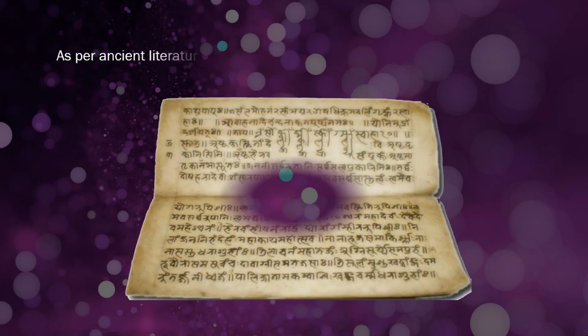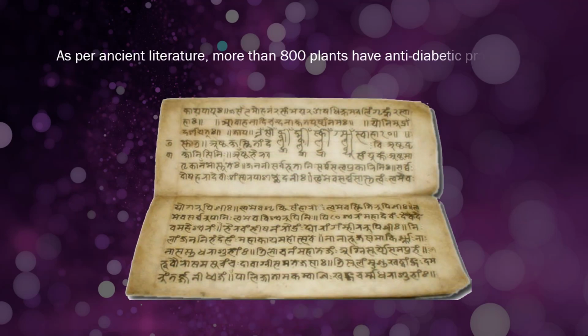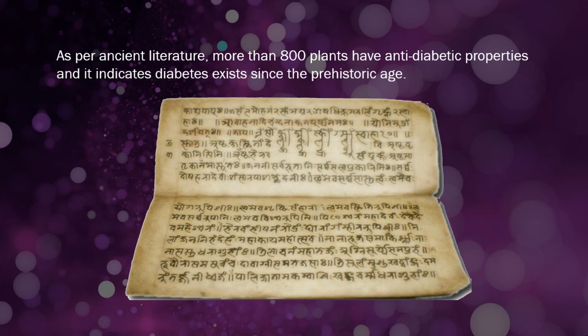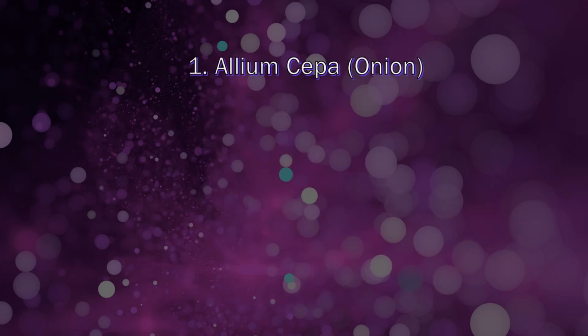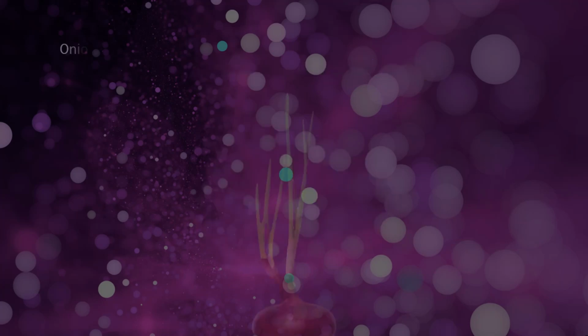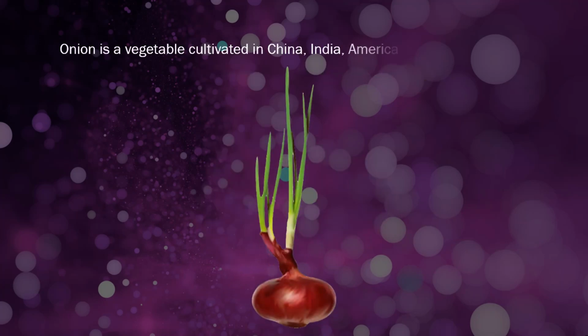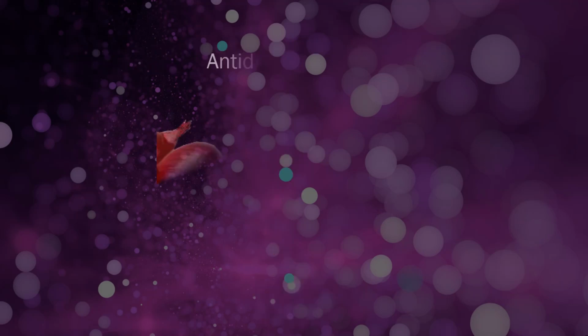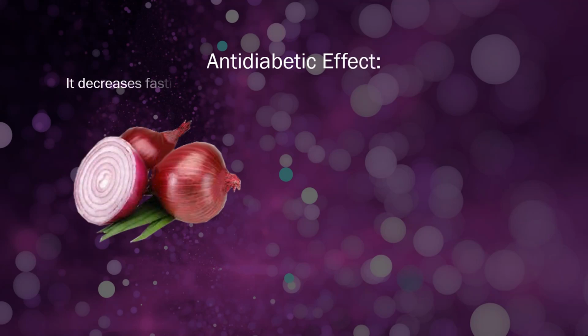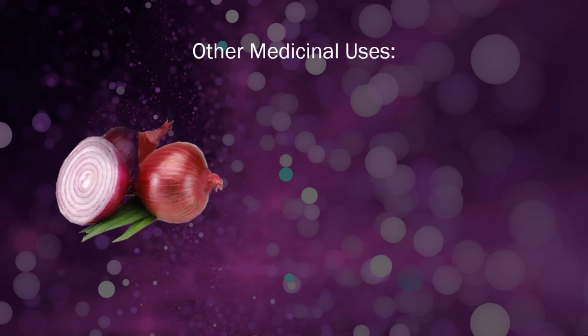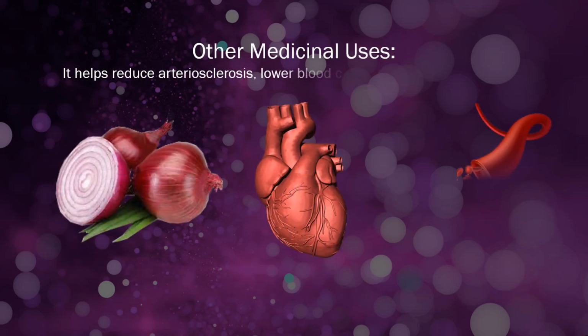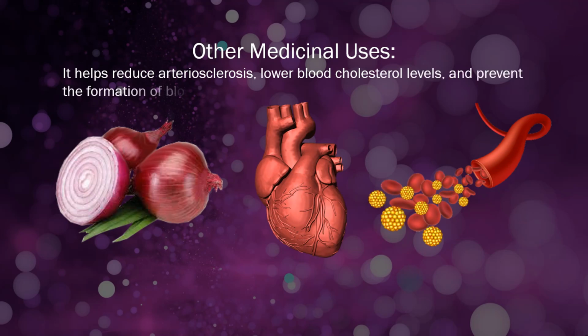As per ancient literature, more than 800 plants have anti-diabetic properties, and it indicates diabetes has existed since the prehistoric age. The list of 21 diabetic herbs is as below. 1. Allium cepa, onion. Onion is a vegetable cultivated in China, India, America, Iran, Russia, Turkey, Egypt, and Pakistan. Anti-diabetic effect: it decreases fasting blood glucose level and improves glucose tolerance. Other medicinal uses: it helps reduce atherosclerosis, lower blood cholesterol levels, and prevent the formation of blood clots.